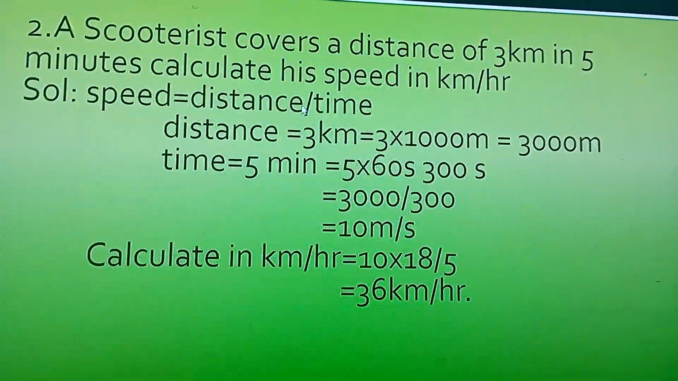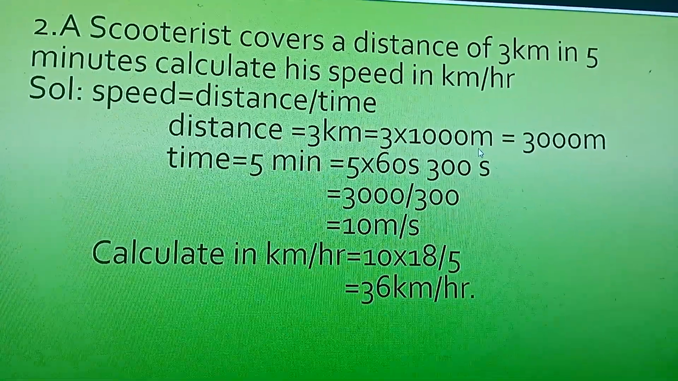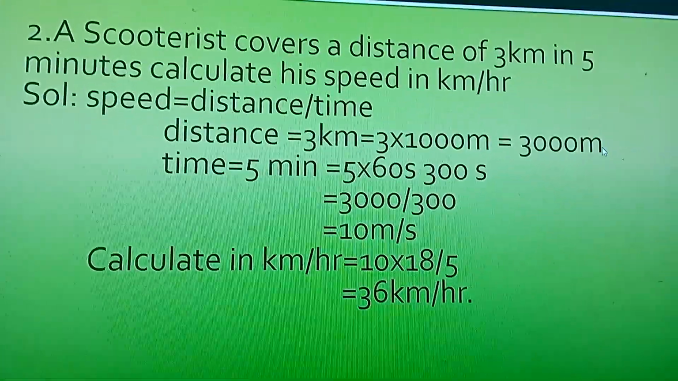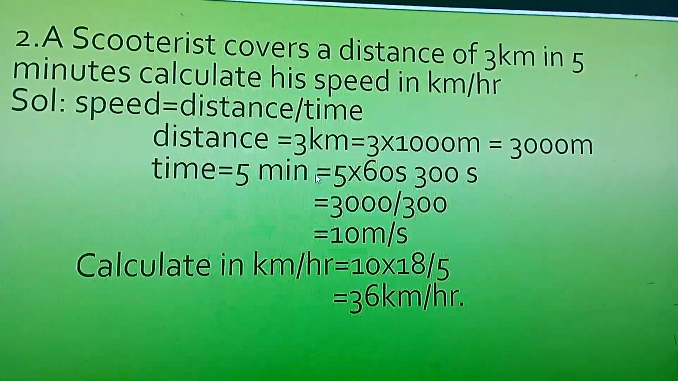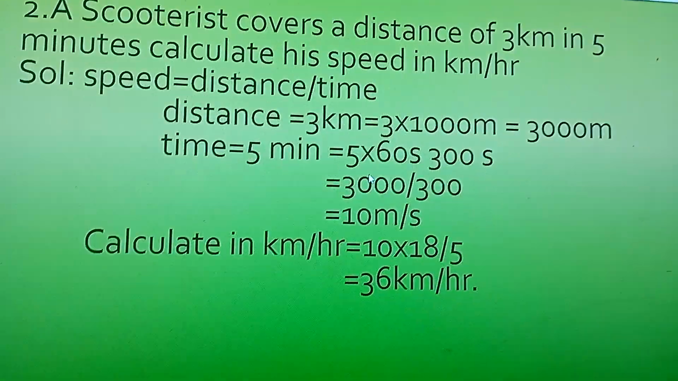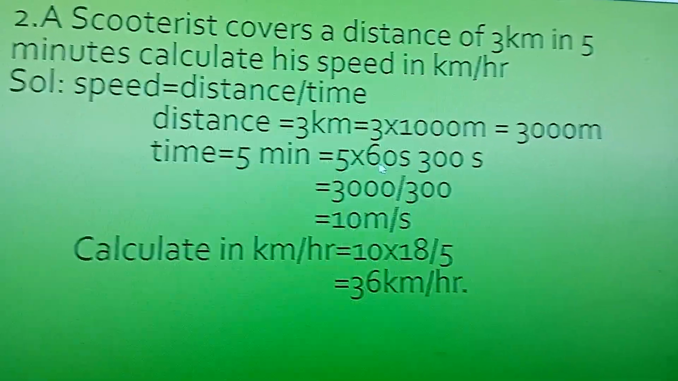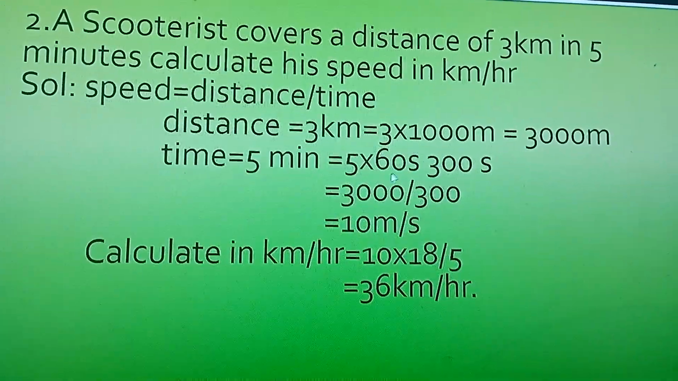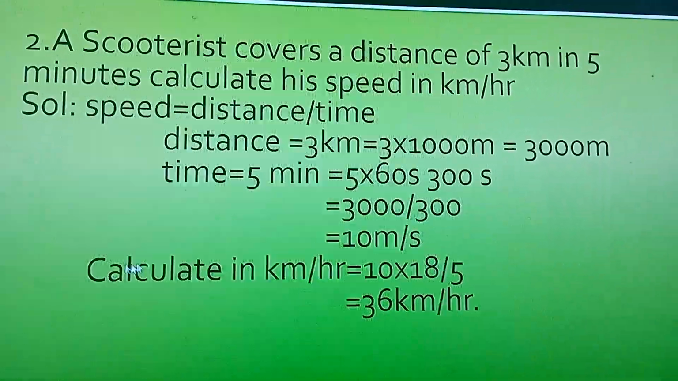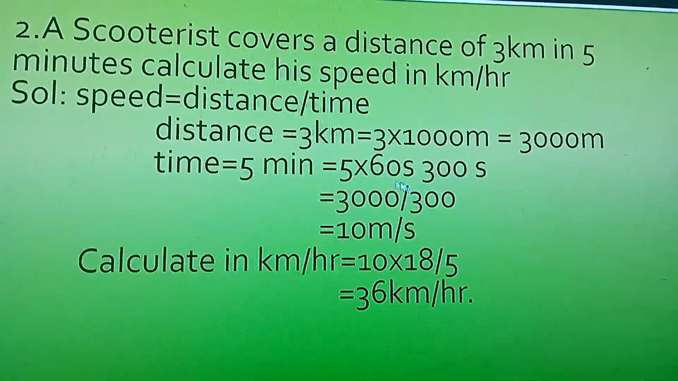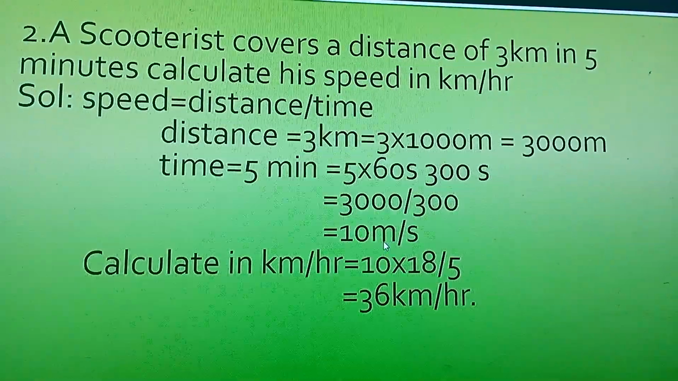what is the formula? Speed equals distance by time. Distance, what is given? 3 kilometers. Just convert into meters. How much will you get? 3000 meters. Time is 5 minutes, so convert into seconds. 5 into 60 seconds, so you'll get 300 seconds. Just do the calculation. Speed equals distance by time, 10 meters per second. We are getting 10 meters per second.